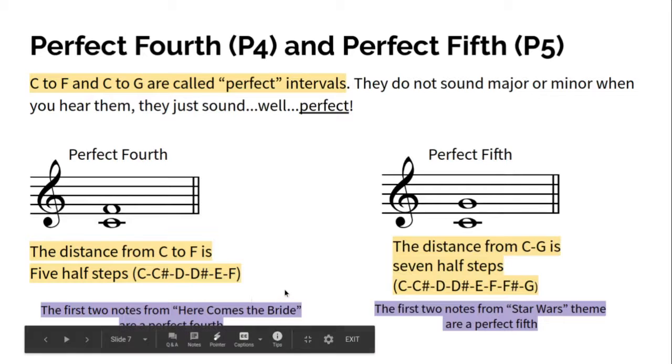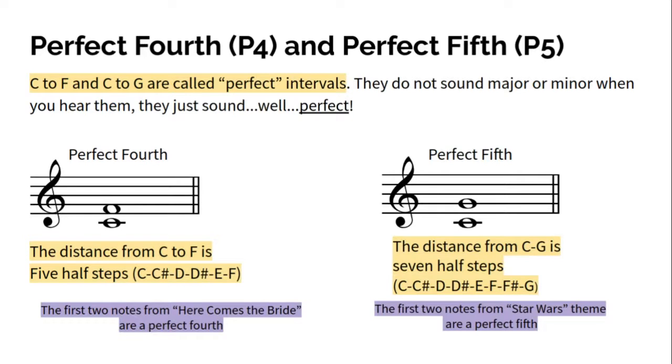Perfect fifth, 1, 2, 3, 4, 5, and all the half steps in between, like C sharp, D sharp, F sharp. And the first 2 notes from Star Wars theme are also a perfect fifth. Another example would be Twinkle, Twinkle, Little Star, the first 2 notes.